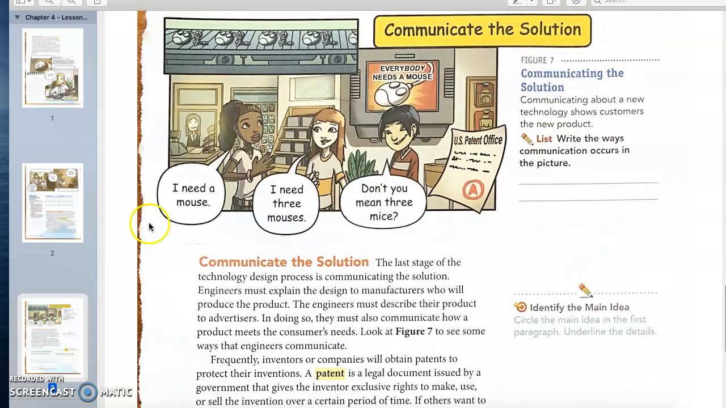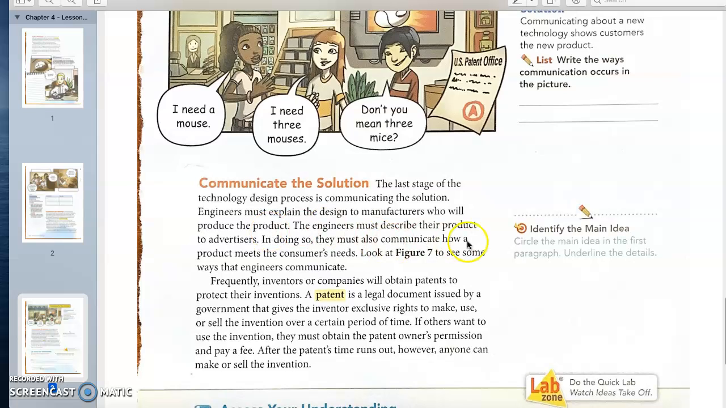All right, so if I were to underline some important spots, I'd want to remember that the last stage of the technology design process is communicating the solution. I also want to underline that they must explain the design to manufacturers who will produce the product. I also want to remember that they have to describe their product to advertisers. And they need to communicate how a product meets the consumer's needs.